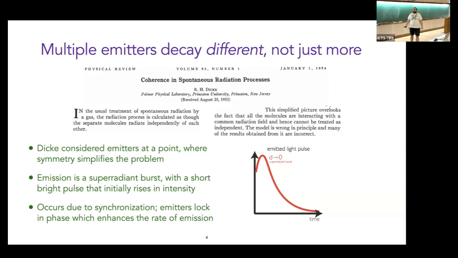And so if I start from that problem, I have N atoms all in their excited state and I allow them to decay. Instead of an exponential decay, what you see is this superradiant burst, a short, bright pulse that actually initially rises in intensity instead of falling.